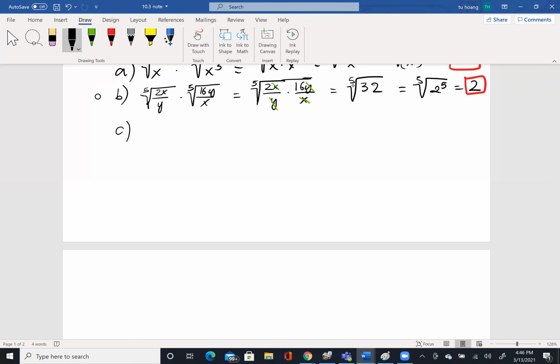Let's say, I'm going to use the cube root of x multiplied by the fourth root of x. What should I do for this column?